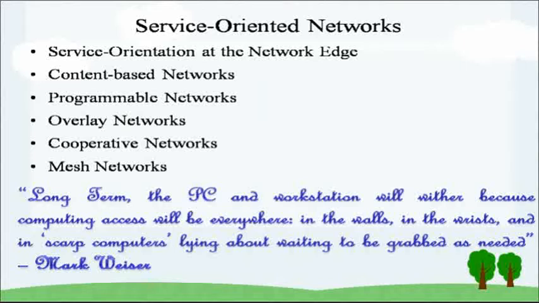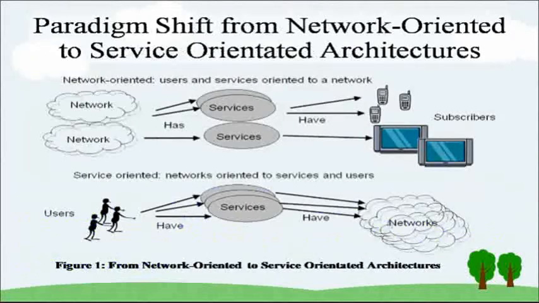This will be our flow: service orientation at the network edge. Then we are going to talk about content based networks, programmable networks, overlay networks, cooperative networks, and mesh networks. To start with, we'll talk about a shift which is taking place from network oriented to service oriented architecture.